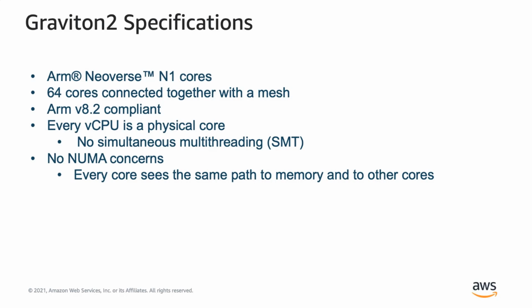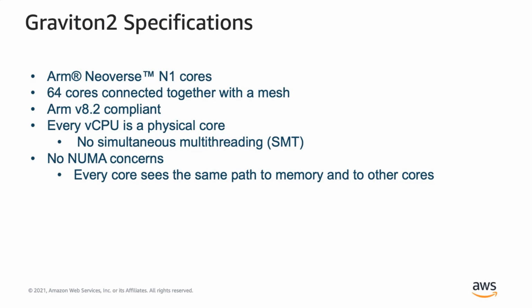The other thing that's really interesting that's different from other platforms is there's no NUMA concerns. So NUMA, again, is non-uniform memory access. So if you have 2 processors in a single server, which is very common these days, you have to be very careful about how you access memory from a different socket of that server.